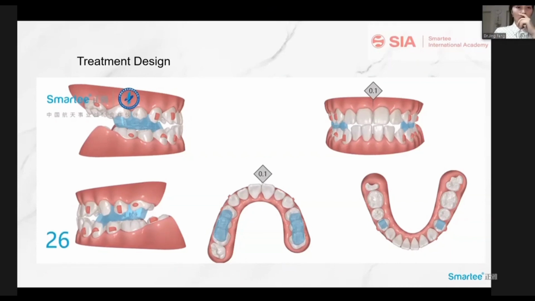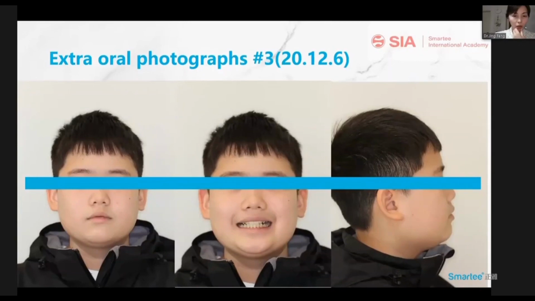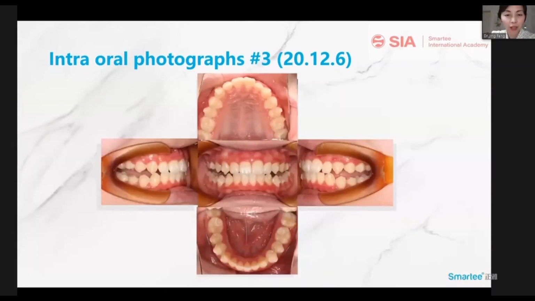The extraoral photographs, just at the initial stage, the number 3 set, the chin point moved backward, moved to the normal position, but this time it's not stable because it's just three sets, and the midline is not stable as well.